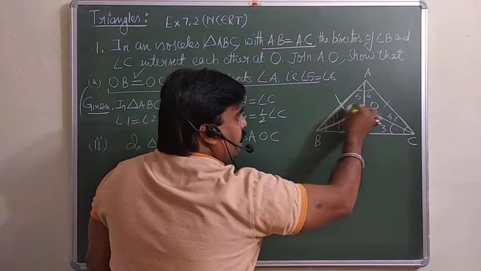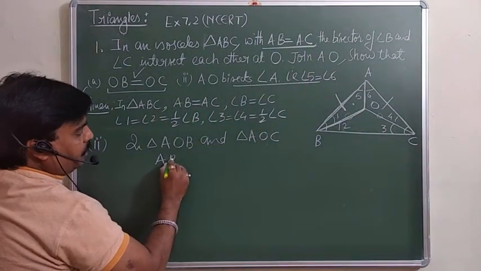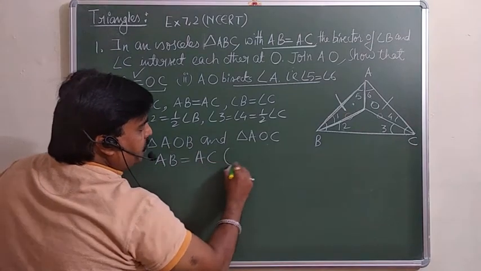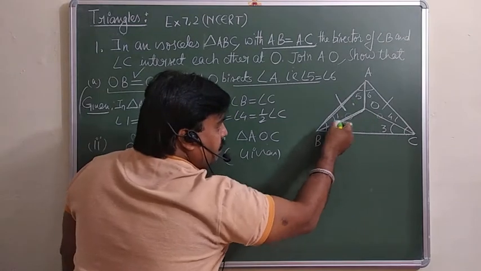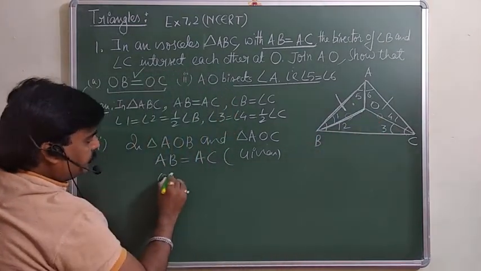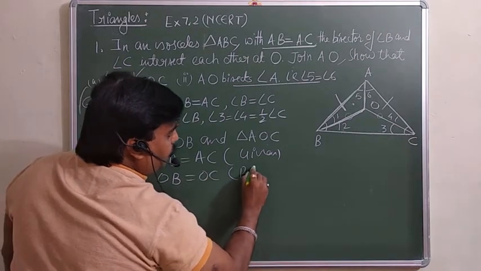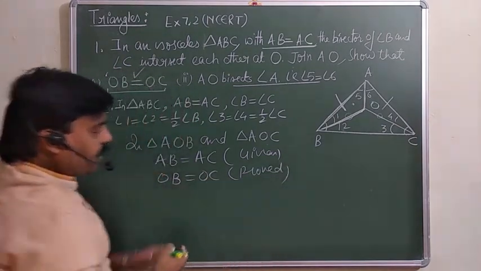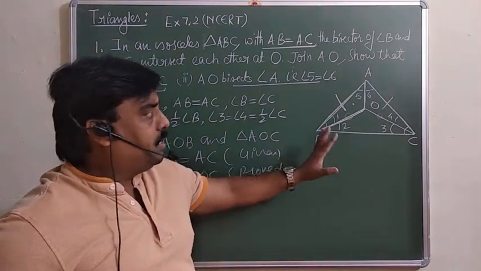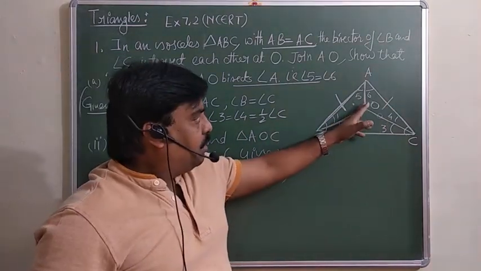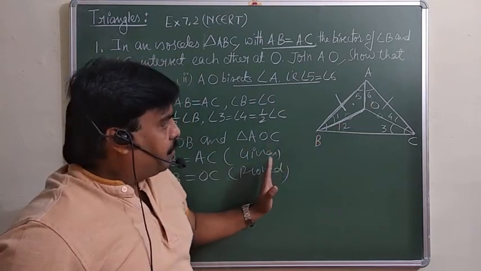Now, AB is equal to AC. This is already given, so you must write down AB is equal to AC is already given, and OB is equal to OC. That has already been proved. So two sides are there. One more property is also there. Later on we will discuss SSS and RHS. You can apply SSS here also, but we don't want to use that property right now.